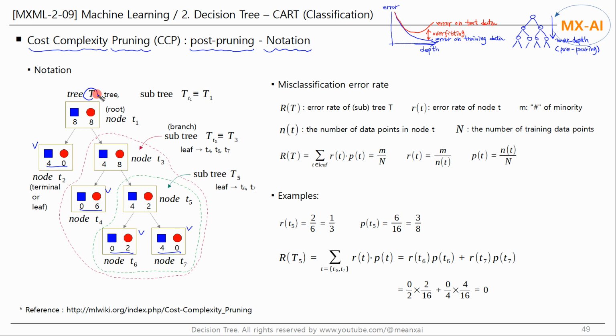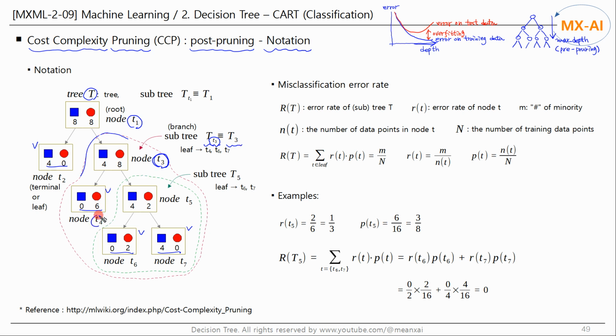Here we use uppercase T to refer to the full tree, and lowercase t to refer to an individual node within that tree. Now, look at the region highlighted by the red dotted line. This is the subtree obtained by splitting node t3. We denote this subtree as uppercase T with a subscript t3, or more simply as T sub 3.